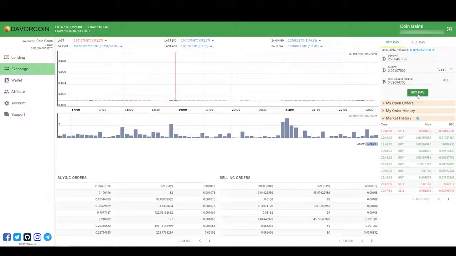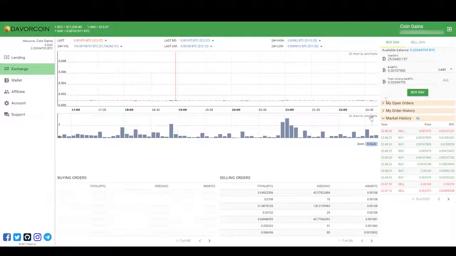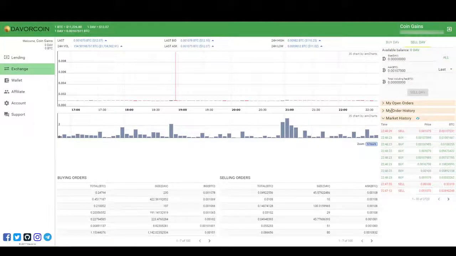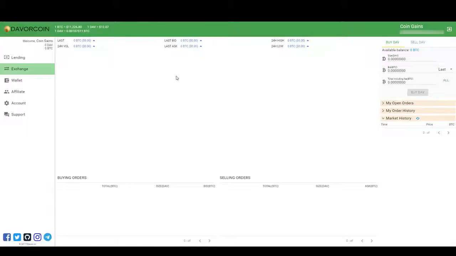0.001075, and I'm going to put all, and that's going to buy me about 25 DAVOR. I'm noticing that the sell orders are moving, so sometimes you put in a buy order, so I want to buy 1.7 basically, but it looks like people are already buying for higher than that, so this probably won't actually go through.